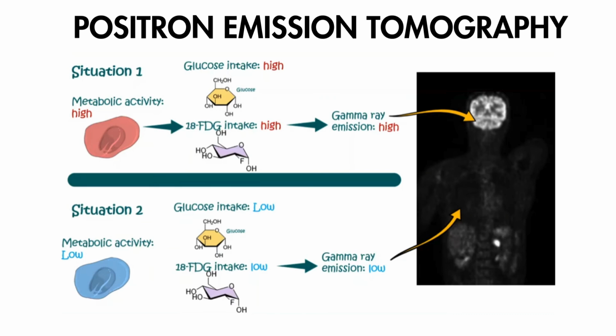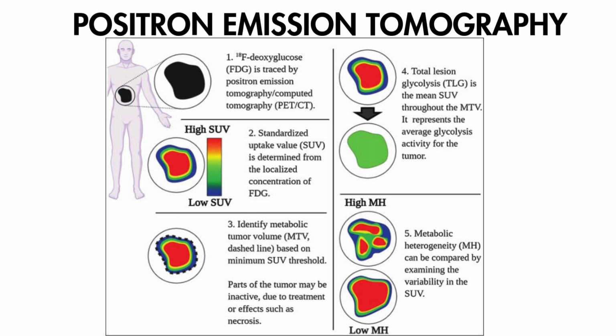In the picture given at the side, you can notice that an arrow mark is pointing towards the brain, where the metabolic activity is high, and another arrow mark is pointing towards the lungs, where the metabolic activity is low. The FDG is traced by positron emission tomography and it has different standardized uptake values. To determine the different standardized uptake values, we are going to give a color code. If a standardized uptake value is high, the color is going to be red. If the standardized uptake value, that is SUV, is low, the color is going to be blue. Anything in the middle will be green.